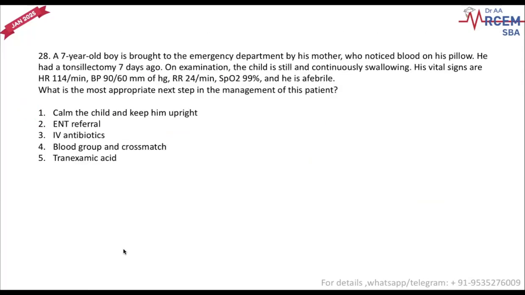A 7 year old boy is brought to the ER department by his mother who has noticed blood over the pillow. He had a tonsillectomy 7 days back. On examination, the child is continuously swallowing. This is important. Vital signs: tachycardic, borderline blood pressure. Rest of the vital parameters are fine. What is the best next step in this patient?